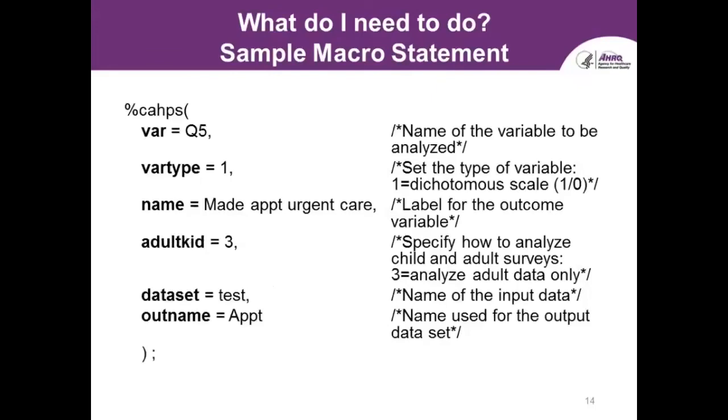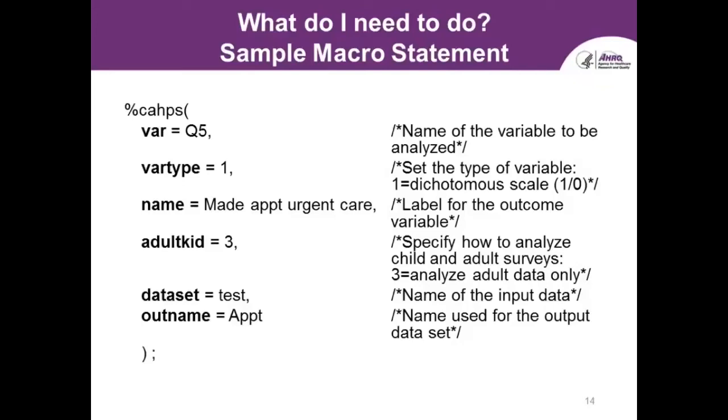The macro needs to know at least 6 things. First of all, it needs to know what variable it's going to be analyzing in your data set. So the first thing you tell it is var equals. And here I'm telling it, I want you to analyze question 5. The second thing you need to tell the macro is what type of variable is it? Is it on a dichotomous scale, 1, 0? Is it a 3-point scale? Is it a rating scale? And so you need to let it know which type of scale it's using. Then you have the name, and that's just something you want to label for the outcome variable. So it's just what you're labeling it.